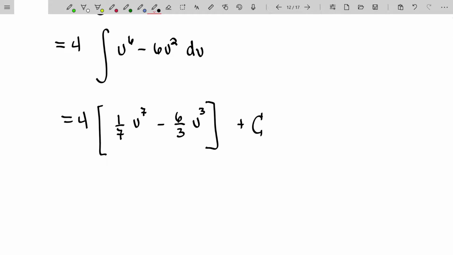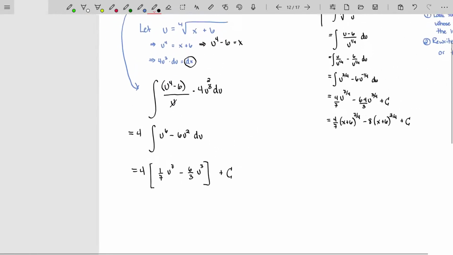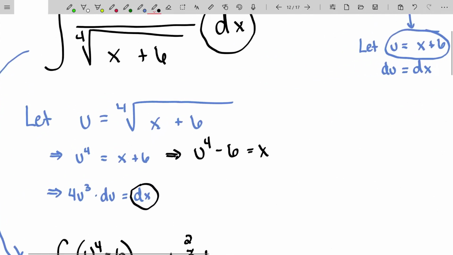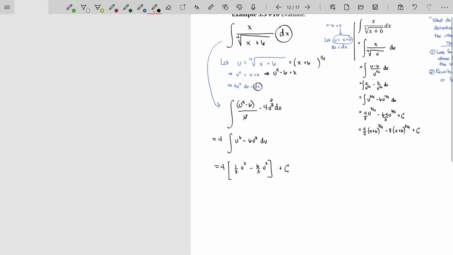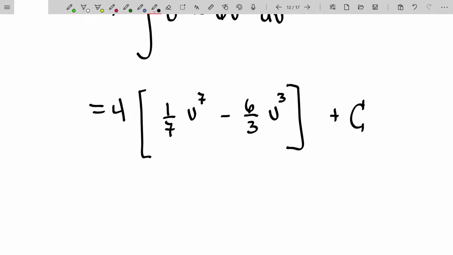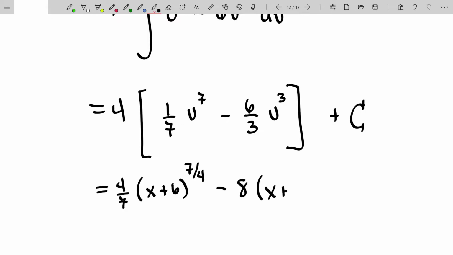And let's see, we're going to go ahead and resubstitute in what u was. U was the fourth root of x plus 6. Remember, fourth root is just the 1/4 power. So I'm going to write it as the 1/4 power of x plus 6. So when you distribute the 4 through, you get 4/7 times x plus 6 to the 7/4 power, because it's x plus 6 to the 1/4 raised to the 7th, so it's 7/4. Minus 2 times 4, or 8, x plus 6 to the 3/4 power, and then plus c.